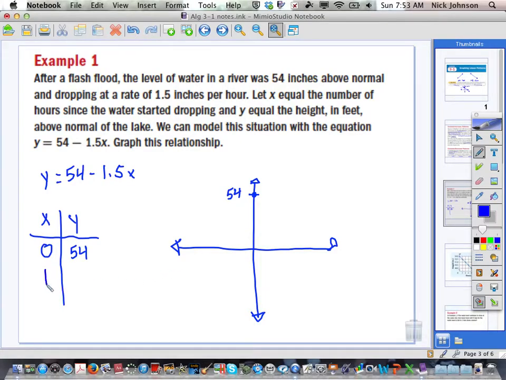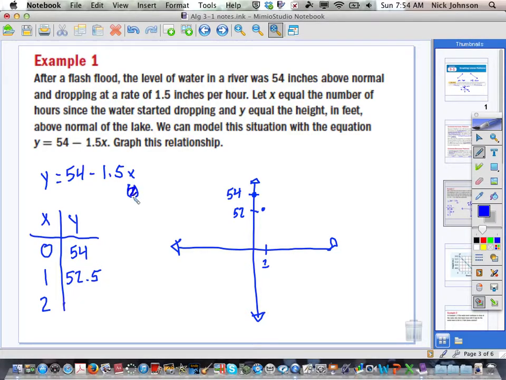I'm going to put 1 in for x. Okay? When I put 1 in for x, then 1 times 1.5, if I put 1 in here, 1 times 1.5 is 1.5, so 54 minus 1.5, you all are going to tell me is 52.5. Okay? Very simple. I'm going to graph that. So I go over 1 unit, and I'm going to go up 52.5. So I'm going to say 52 is right here, and 52.5 is going to be roughly about right here. So 1, comma, 52.5.